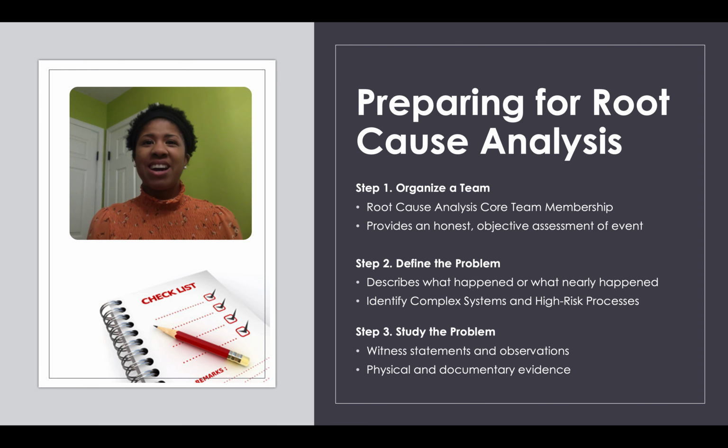Okay, guys, let's get to it. The first thing you want to do is prepare for the root cause analysis. You want to organize a team that can provide an honest, objective assessment of the event. Then you want to define the problem by describing what happened or what almost happened. You're going to need to get together witness statements and observations, physical evidence, and documentary evidence.